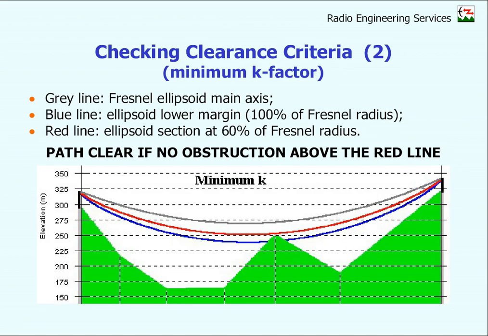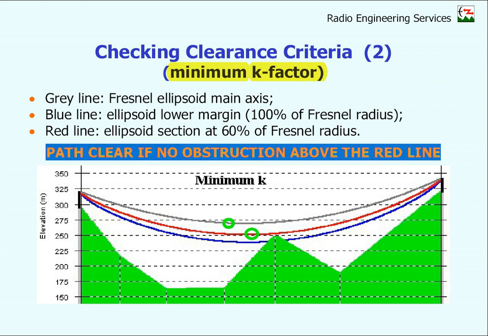Similarly, in this figure, you see how to apply the ITUR clearance criteria with the minimum K-factor value. First of all, a lower K-factor produces a greater curvature of the ellipsoid's main axis, plotted as the grey line. Moreover, only 60% of the lower part of the ellipsoid is required to be free from any obstruction. This is shown by the red line. Again, nothing along the path must be above the red line in order to satisfy ITUR clearance criteria.